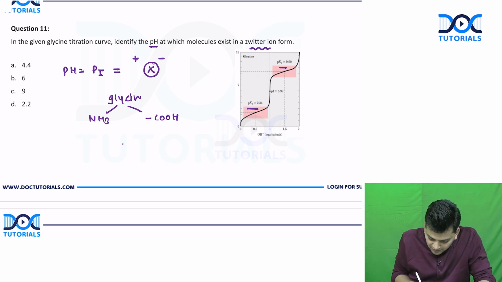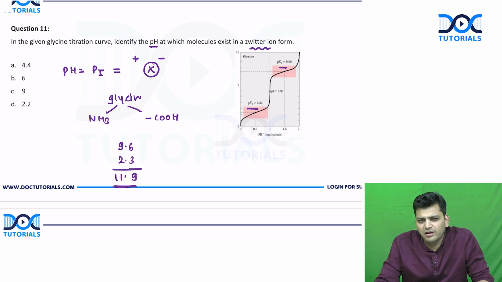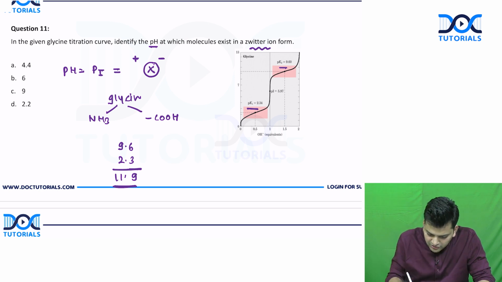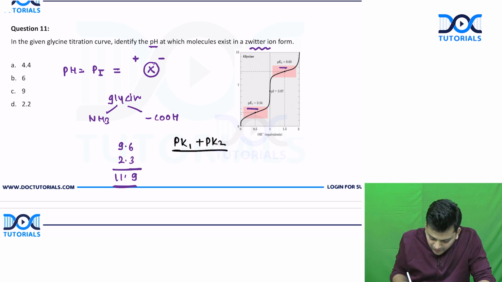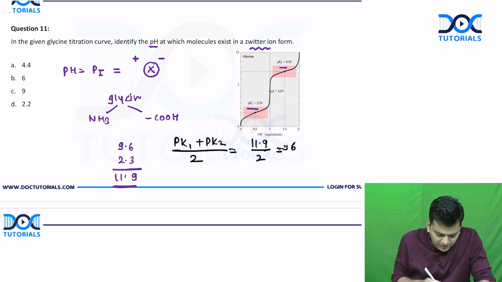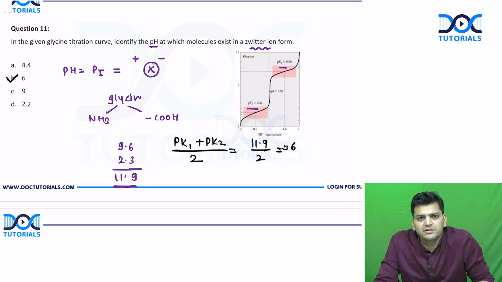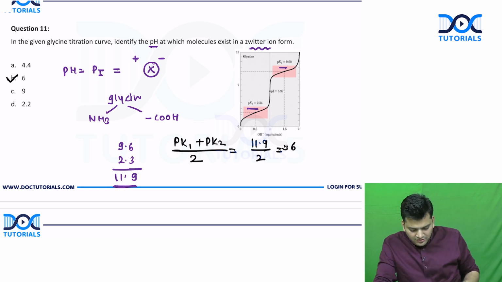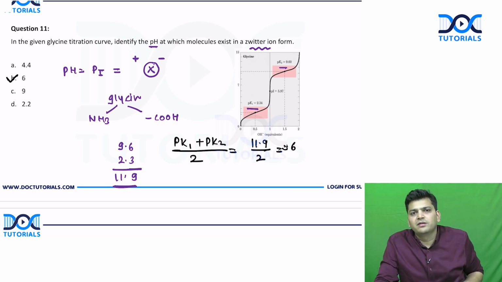They have given 9.6 and 2.3. The sum is coming out to be 11.9, roughly 12. Now the average of these two is pK1 plus pK2 divided by 2. So here it is 11.9 divided by 2, almost around 6. The closest option is 6. So that is going to be the answer. Right? So this is all from the biochemistry part.